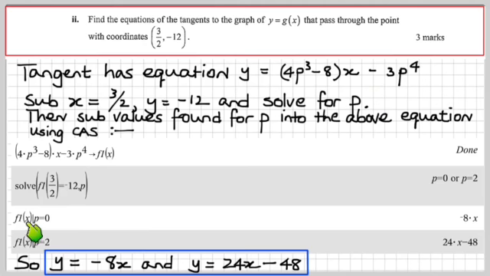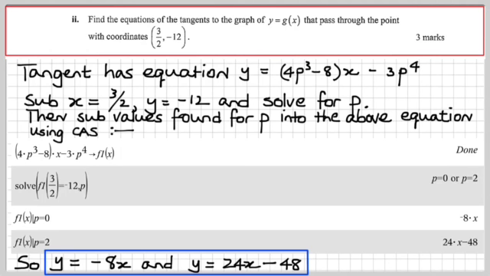So if I substitute p as 0 into f1 of x, I get this. So y is minus 8x is one of my tangent lines. And if I substitute p as 2 into the same equation, I get y is 24x minus 48. So that gives me two tangent lines, and those tangent lines apply to those two specific values of p which we just solved for. And that, ladies and gentlemen, is it. We survived the VCAA king hit.